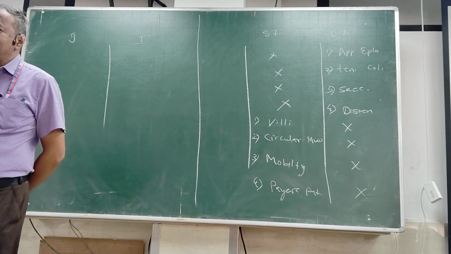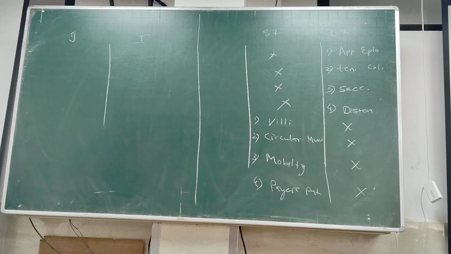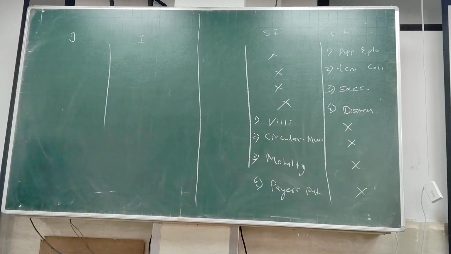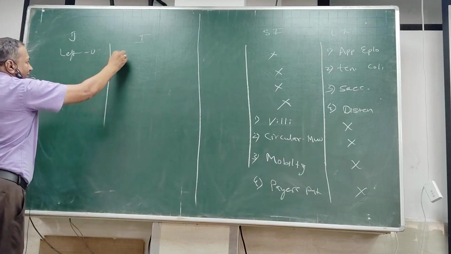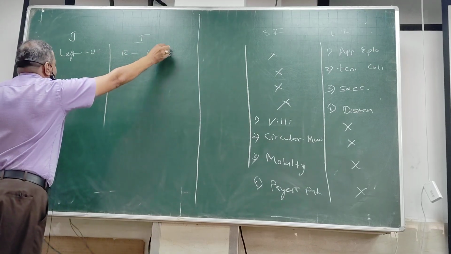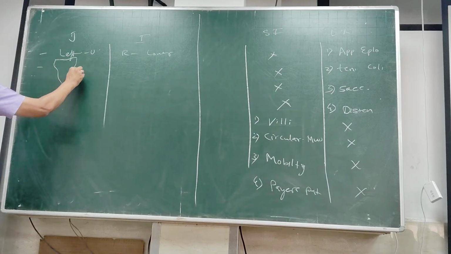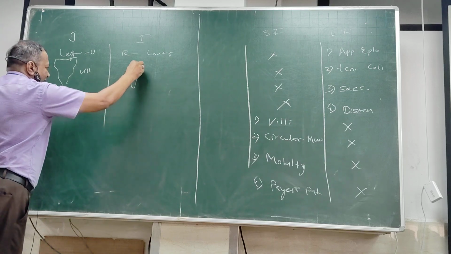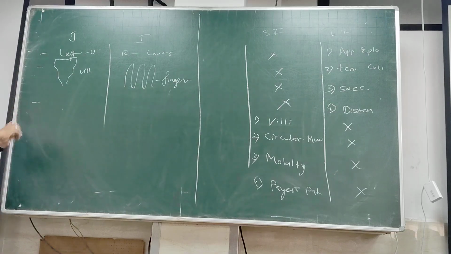What is the difference between jejunum and ileum? Peyer's patches are present in... Okay. So firstly, jejunum is on the left side, left and upper; ileum is right and lower. The villi in the jejunum are leaf shaped. Villi are leaf shaped here, and finger shaped there. Leaf shaped, finger shaped. Okay?